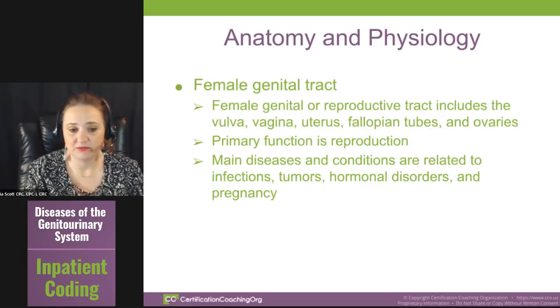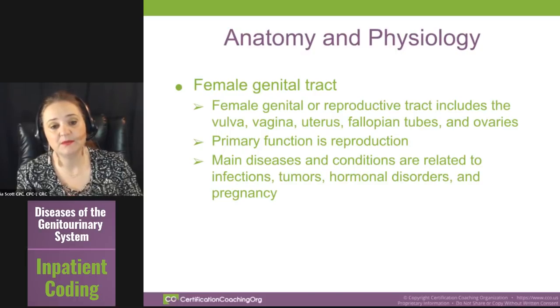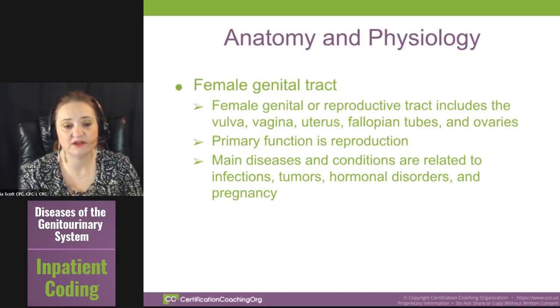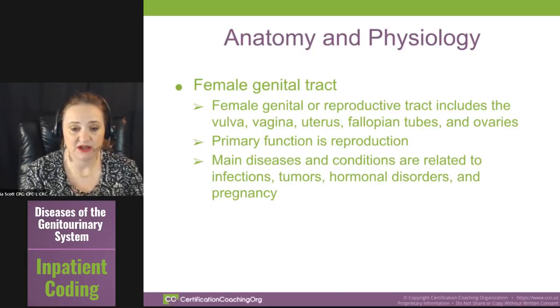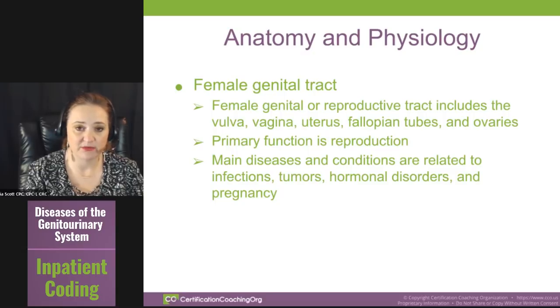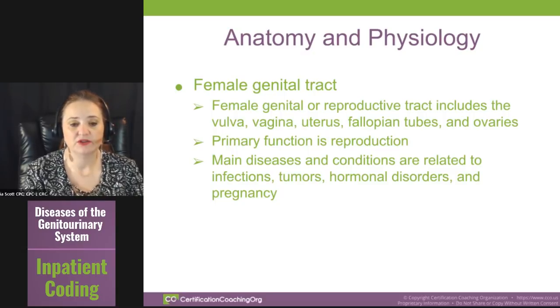And again, the primary function is reproduction, but there are diseases associated with the female genital tract. Now, of course, we have infections like UTIs that happen with the urinary tract, but you can have infections, tumors. Probably the number one thing tends to be hormonal disorders.